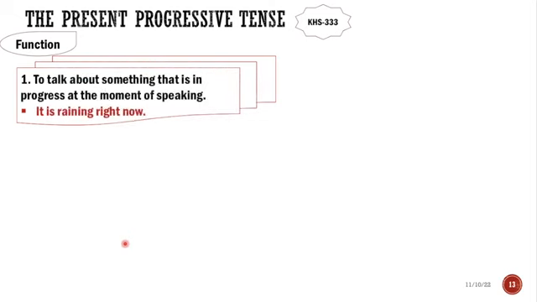Today we focus on the functions of the present progressive. First point: to talk about something that is in progress at the moment of speaking. For example, it is raining right now. It's happening right now. It may not relate to the moment of speaking.